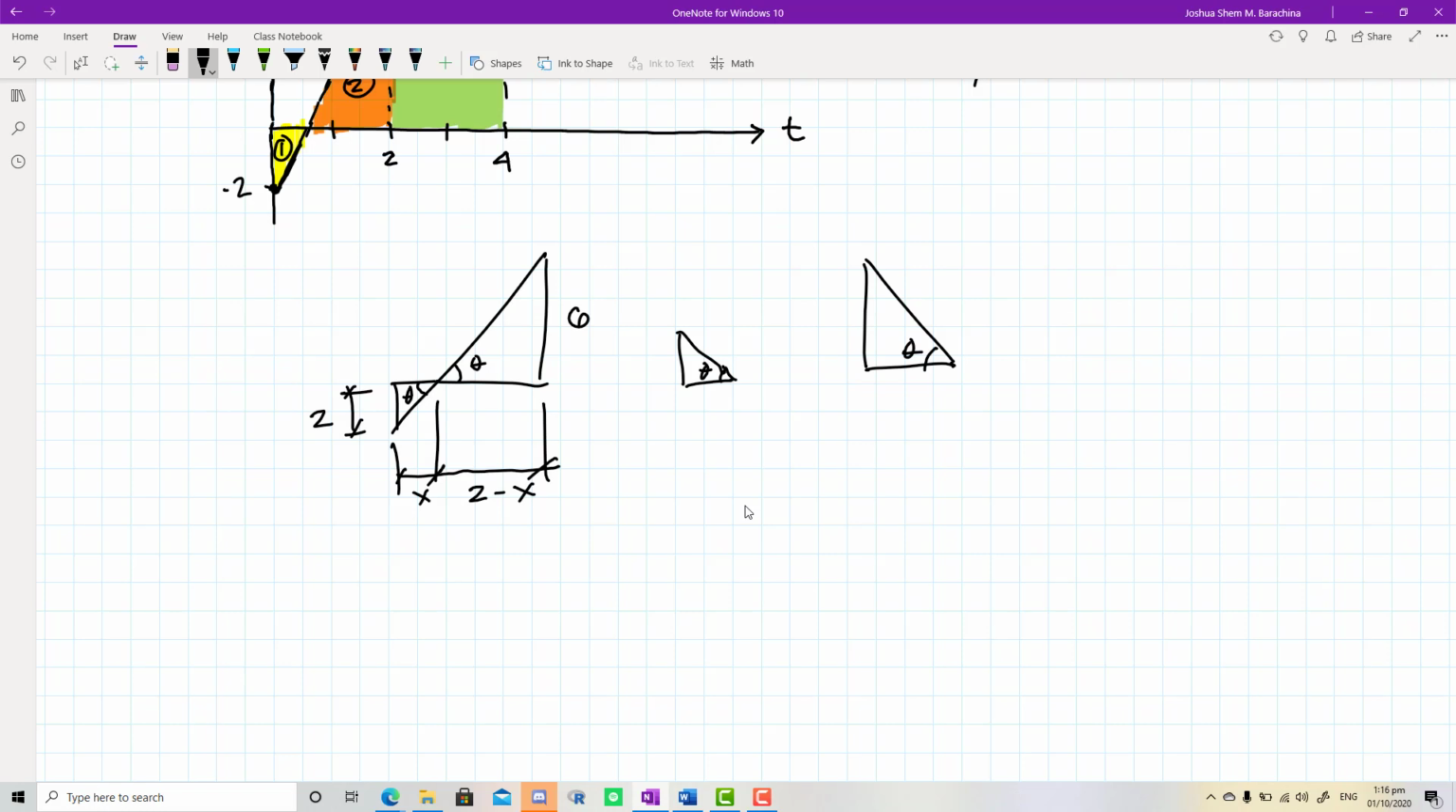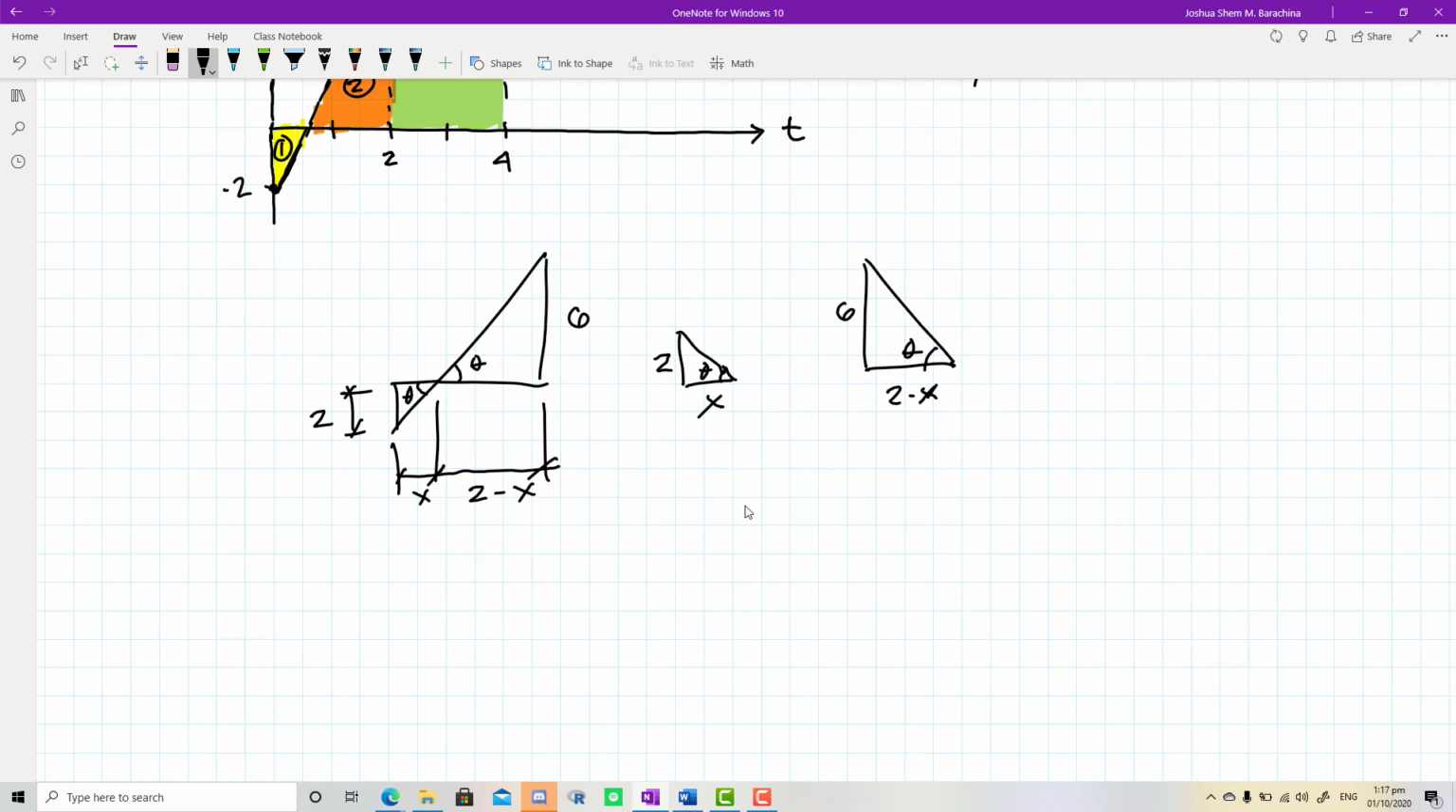Opposite the theta is 2. So this is 2. Adjacent it is x. This would be x. Opposite the angle theta is 6. And the adjacent to that angle theta for the bigger triangle would be 2 minus x. Can you follow?